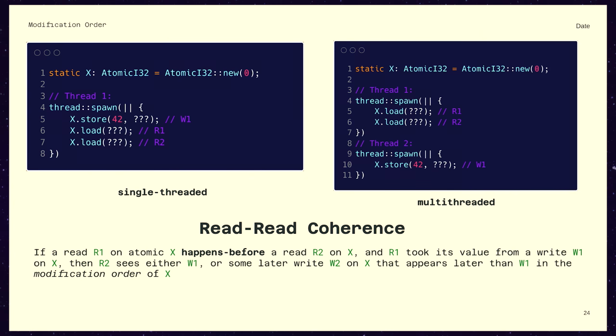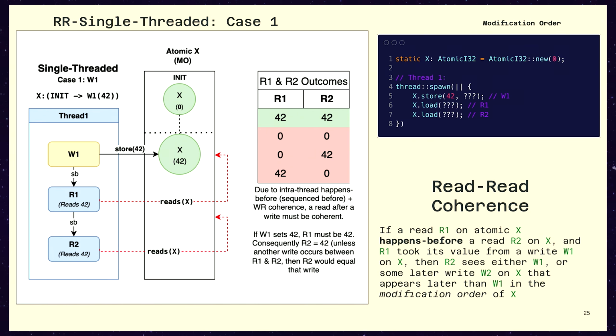Read coherence says basically the same thing. If a read R1 on atomic x happens before a read R2 on x, and R1 took its value from a previous write W1 on x, then we expect that R2 should either read what W1 wrote, or if there was another write that came between R1 and R2, it should be able to see that. This is where things get interesting. Single-threaded, this is what we expect. Write 1 happens first, it writes 42. Fine, we know that. Read 1 comes and reads 42, and read 2 comes and also reads 42. This is what we expect, right? Single atomic, we expect read coherence to be obeyed.